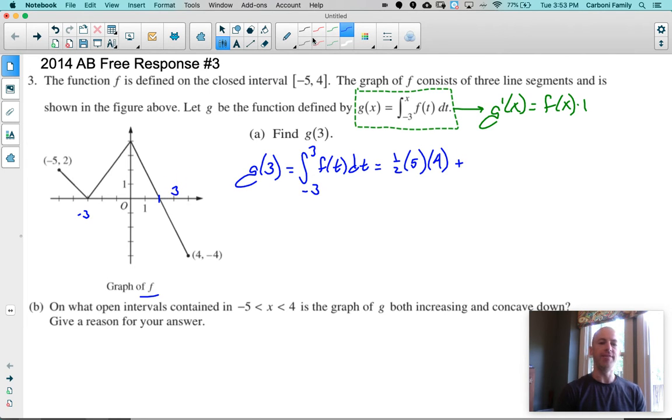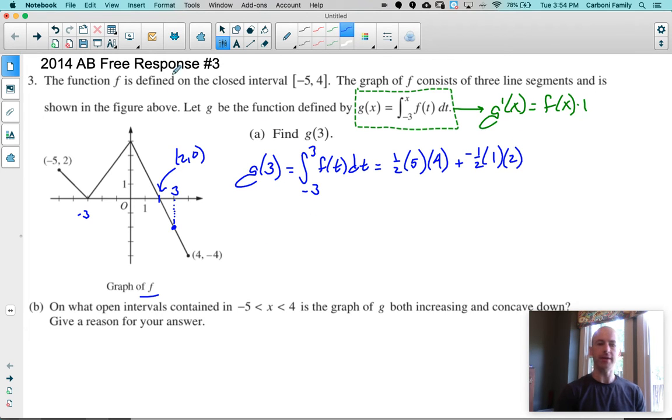Plus, this little triangle right here at 3, we have negative area. We have a negative accumulation here. So I'm going to do a -1/2. The base of that triangle is 1. And then for the height, I need this y coordinate. It appears to be 2, but let's be sure. This point is the ordered pair (2, 0). And so if I go from (2, 0) to (4, -4), that would be a slope of -2. And so the slope of -2 does mean that I'll go down 2 over 1. And so that is a height of 2.